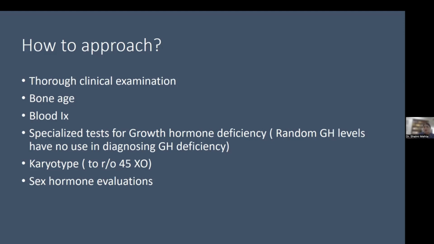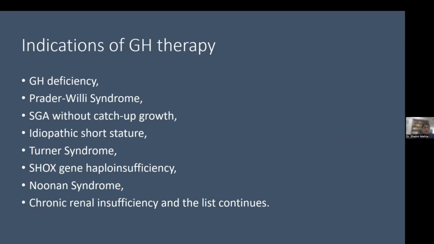Like in CAH, sometimes we do the ACTH stimulation test. Similarly, for anybody whom we want to diagnose a growth hormone deficiency, we would do a clonidine stimulation test. So that is basically, you would take multiple blood samples. So do not do random growth hormone levels. If somebody has done it by mistake, do not worry about interpreting those random growth hormone levels. We might often do a karyotype in the girls, especially because we want to rule out the 45 XO, that is Turner syndrome. And definitely if the child is nearing the pubertal age, we want to go for sex hormone evaluations.